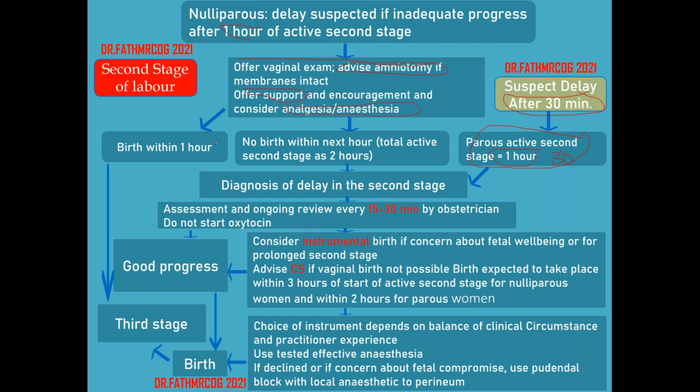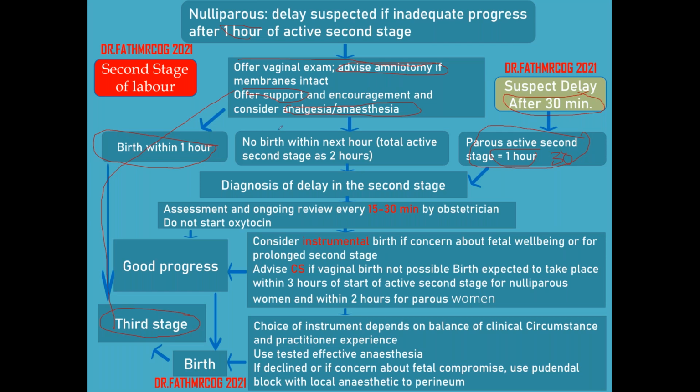If the birth occurs after 1 hour, you manage the patient as in the third stage. This is the normal pathway. Here, suspect delay, and after that, amniotomy. If the birth occurs within 1 hour, you manage as the third stage.